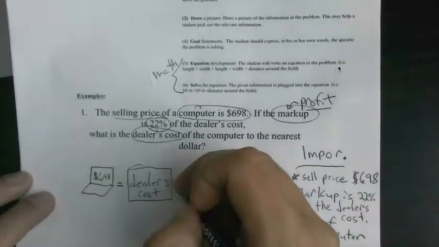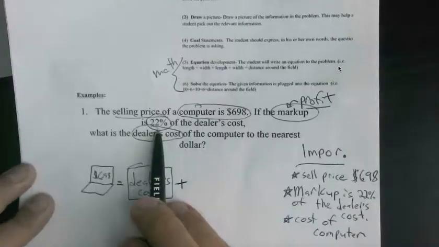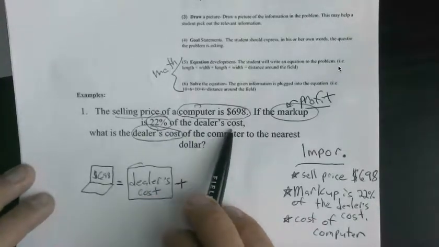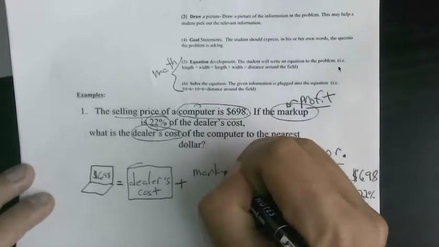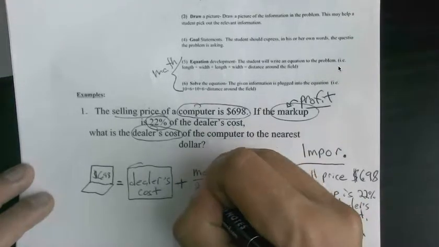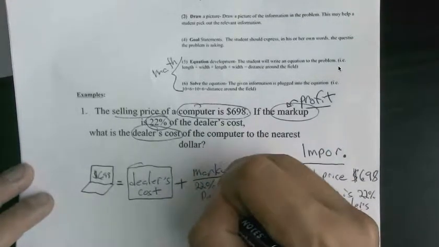Well, we know that this is added on to the dealer's cost, and we know that this is also 22% of the dealer's cost, so let's call this the markup. And this is 22% of the dealer's cost.